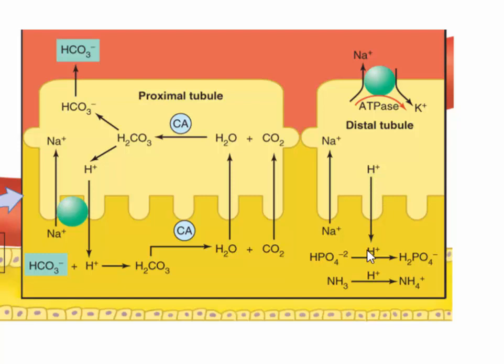But the pH of the urine doesn't usually drop below 4.5. Otherwise, if it did drop really, really low, it can damage the cells that are lining the tubule, or the collecting ducts, or papillary ducts, or the pelvis, ureters, urinary bladder, urethra.